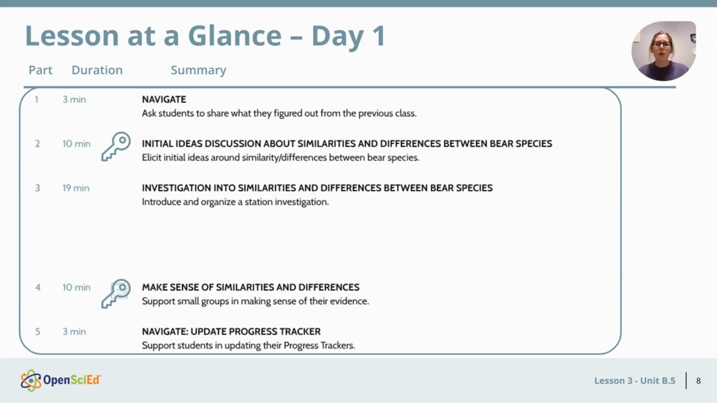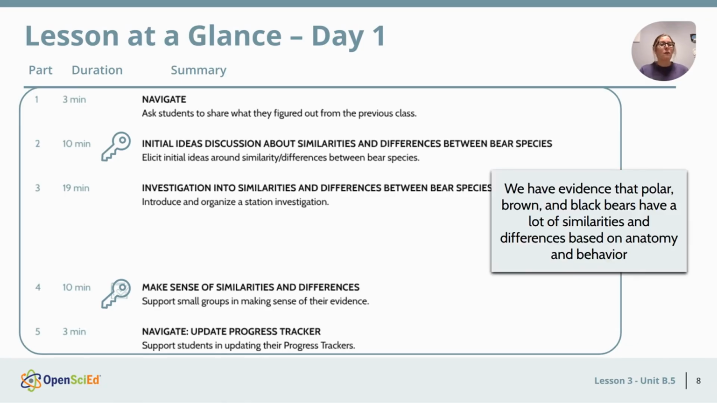All right, we're going to start by having students share what they figured out from the previous lesson, and then have an initial idea discussion about those similarities and differences between polar bears, brown bears, and black bears. Then we're going to investigate those similarities and differences with a station investigation. And we're going to make sense of what we've figured out from that investigation. We're figuring out that we have evidence that polar, brown, and black bears have a lot of similarities and differences based on their anatomy and behavior.